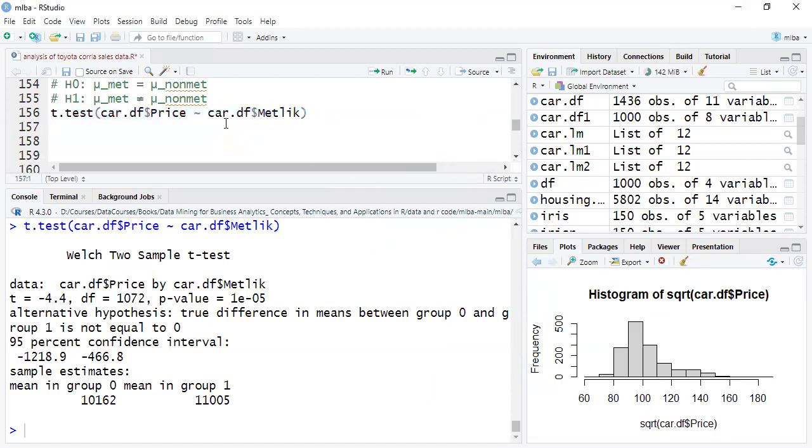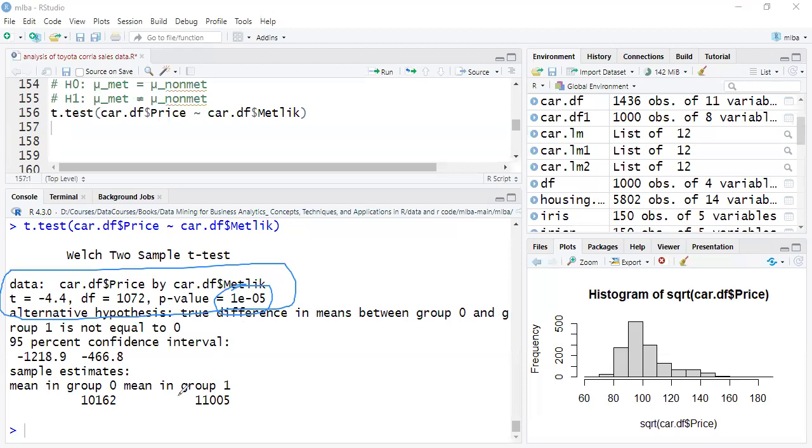This is the conclusion. But which cars have higher price, metallic or non-metallic? This is also mentioned here in the output. So the inferential output is this, in which we have the t statistic, the degrees of freedom, and the p-value. Focus is only on the p-value because the p-value will give us a decision-making trick. If the p-value is smaller than 0.05, H0 is rejected.